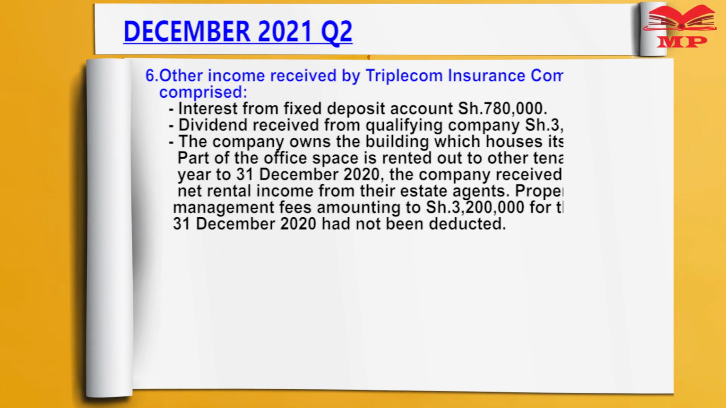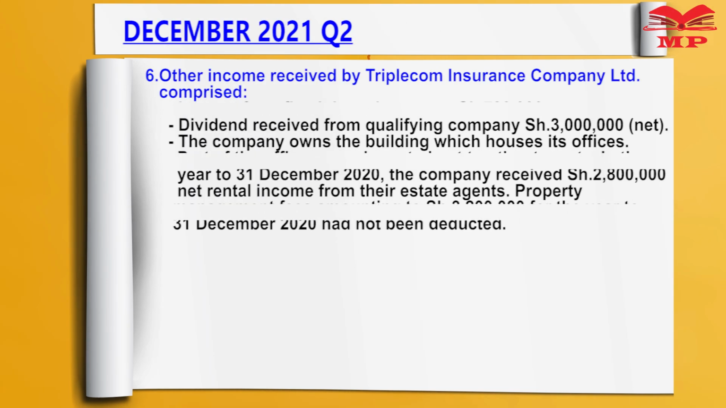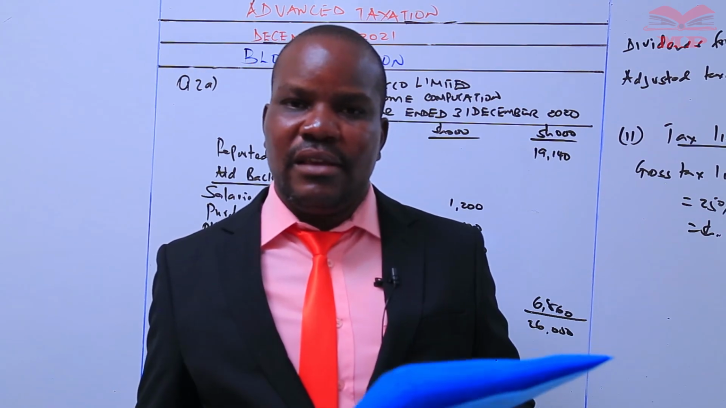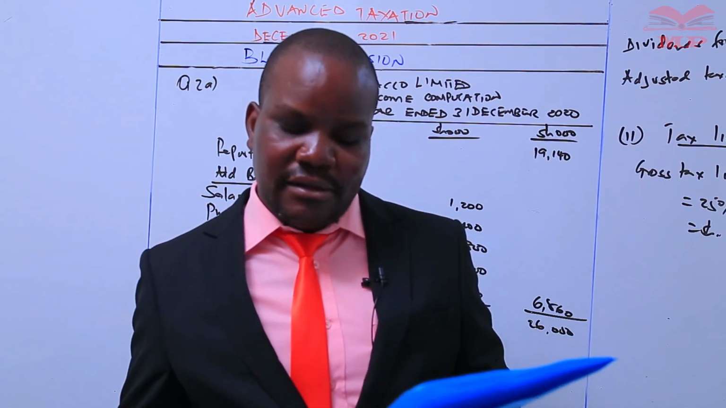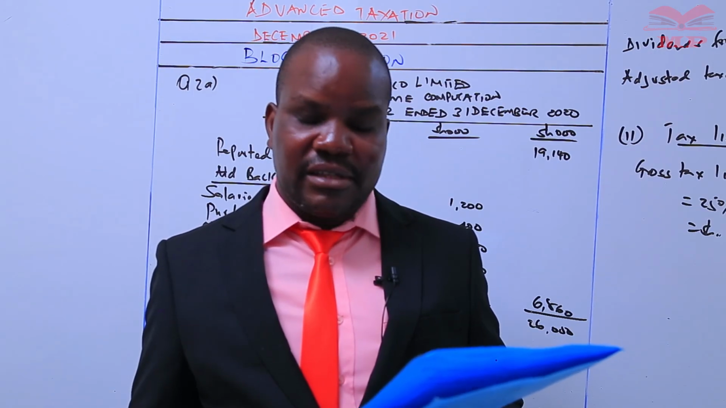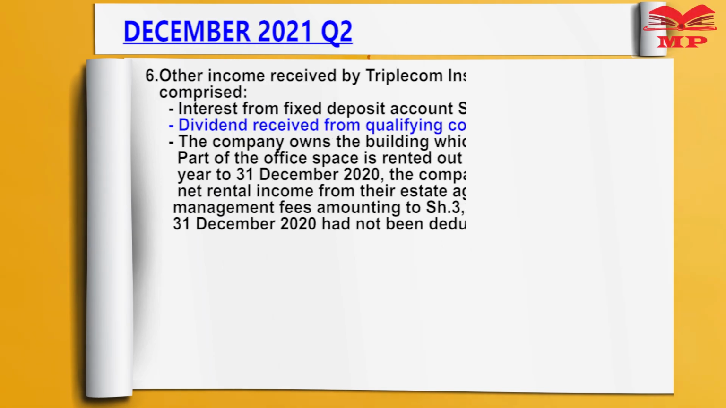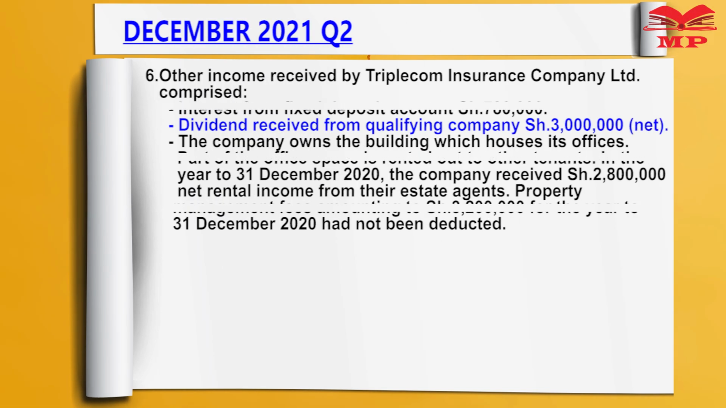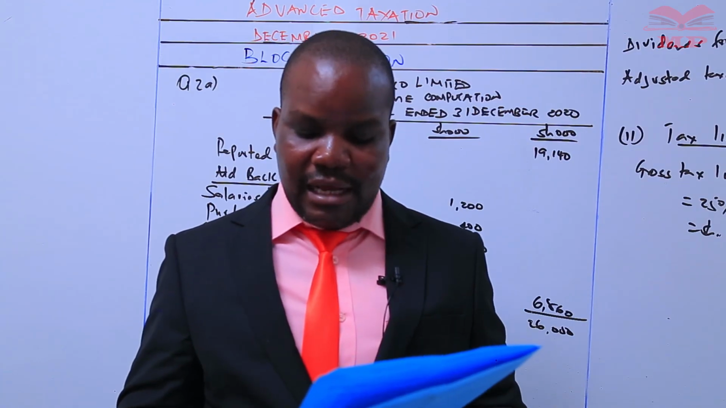And finally, note 6, other income received by Triplecom Insurance Company Limited comprise. This is what was actually received. And we know we receive interest income net of withholding tax. The withholding tax rate on interest income is 15%. So here we are told interest income received from fixed deposit account was 780,000 shillings, meaning this is at 85%. And it is a taxable income.